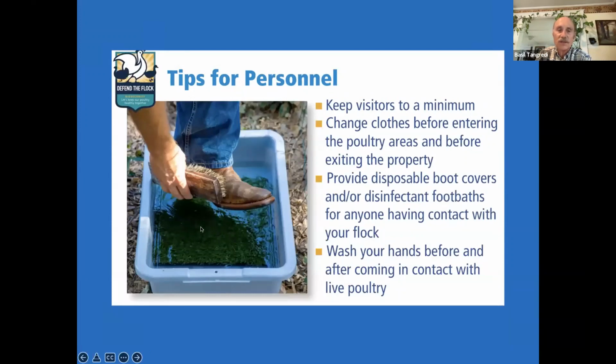This would be a disinfectant in here. Could be just bleach. It could be various quaternary ammonium compounds. Scrub off the mud as much as possible, and then dip into a foot bath. Or better yet, have boots that are dedicated solely for use in the bird area, so that when you come from the outside world, you put on those boots and you take them off when you leave the bird area. The same can be for clothing, dedicated coveralls that you put on before you enter the bird area, and that you leave hanging on the hook when you leave.